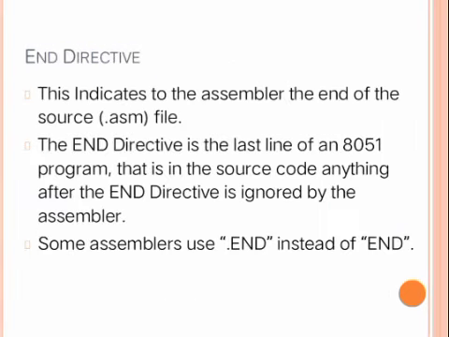Then next, end directive. This indicates to the assembler the end of the source file. The end directive is the last line of an 8051 program. That is, in the source code, anything after the end directive is ignored by the assembler. So this end directive is used at the end of the program, and any instruction or any line entered after the end directive is ignored by the assembler. Some assemblers use .end instead of end. So this is the end directive.